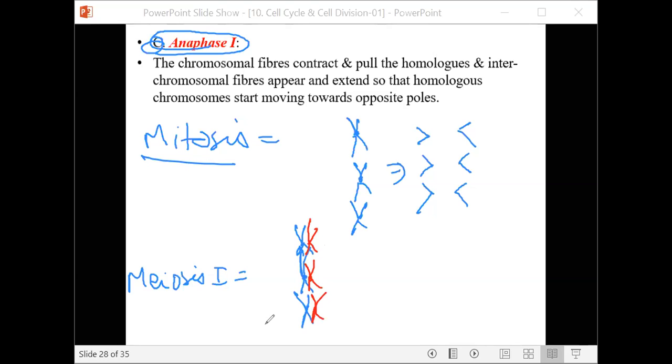All right, so they are aligned, pulling them. Next step, what happens in the anaphase one of meiosis one? Instead of such a thing, it will not happen this way. Instead of breaking the centromere, instead of separating the chromatids, sister chromatids, the whole chromosomal pair is separated.